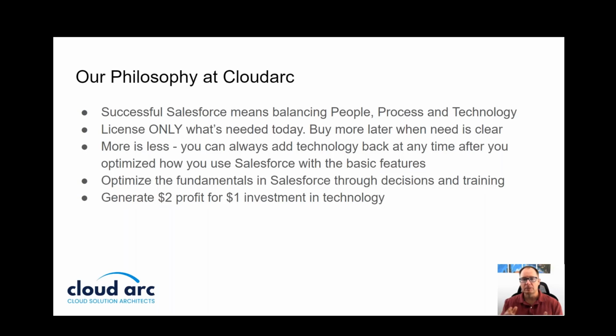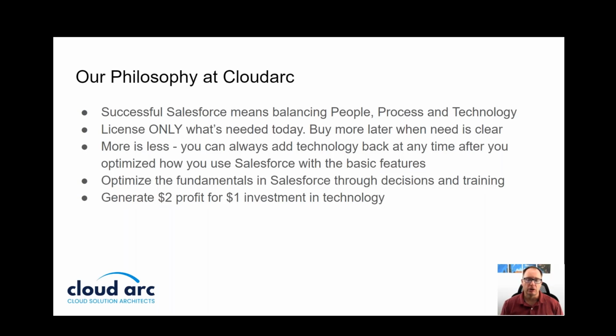You can always buy more later when you clearly understand the need. Most people buy more of Salesforce when they don't really understand how they're going to use it, and then they're locked into those decisions they made when they weren't very clear.